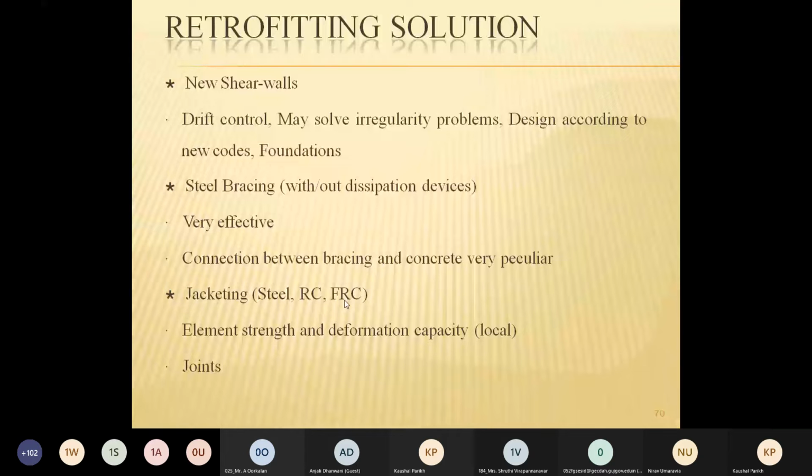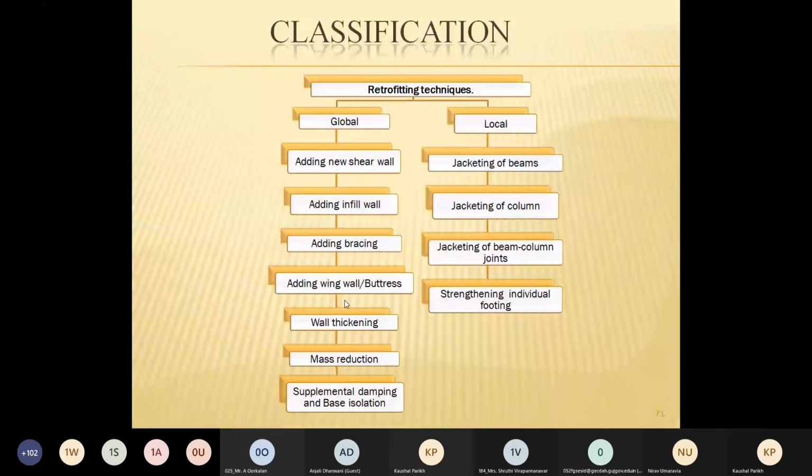This will increase the strength for that particular component or a joint. Generally, the retrofitting techniques can be bifurcated into two types. One is the global retrofitting technique, and another is the local retrofitting technique. Global retrofitting means it is applicable for the whole structure, and local retrofitting means it is applicable to the specific structural component.